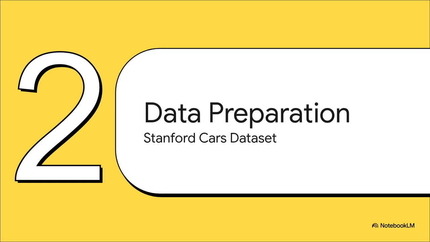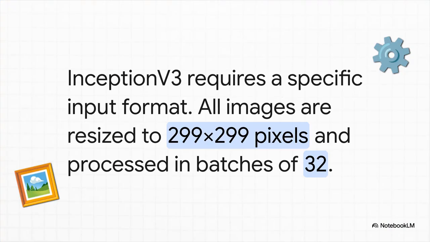But before we can even think about building a model, we need to get our fuel ready, and that's the data. We're using the Stanford Cars dataset, and let me tell you, getting it prepped for a model like InceptionV3, well, it has some very specific rules we need to follow. Okay, rule number 1, when you're working with a pre-trained model like InceptionV3, you have to respect its input format. Every single image needs to be resized to exactly 299 by 299 pixels. This isn't just a suggestion, folks. It's a hard requirement for the architecture.